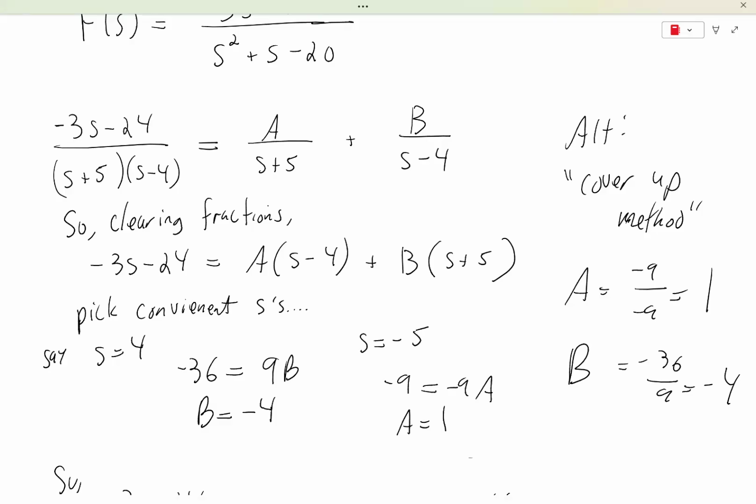And it only works if you have these distinct linear factors, right? If you have distinct linear factors like this, that's when it works. If you have quadratic factors, it doesn't work so well. If you have distinct linear, okay, then it works.